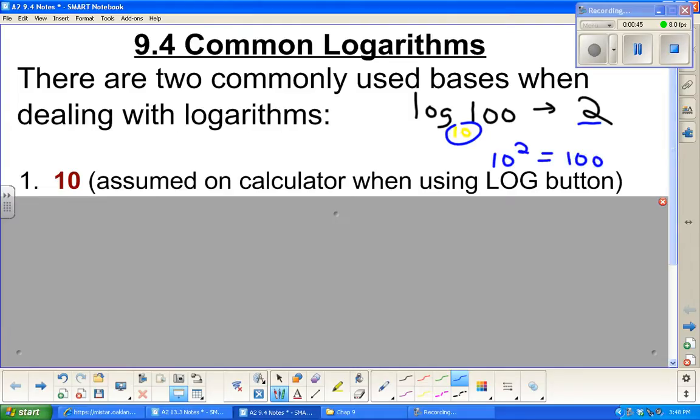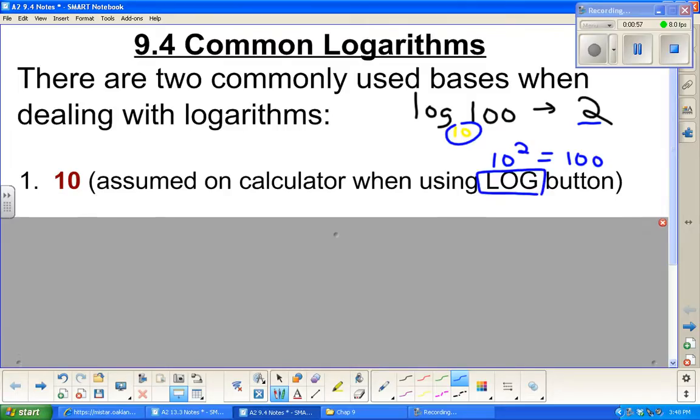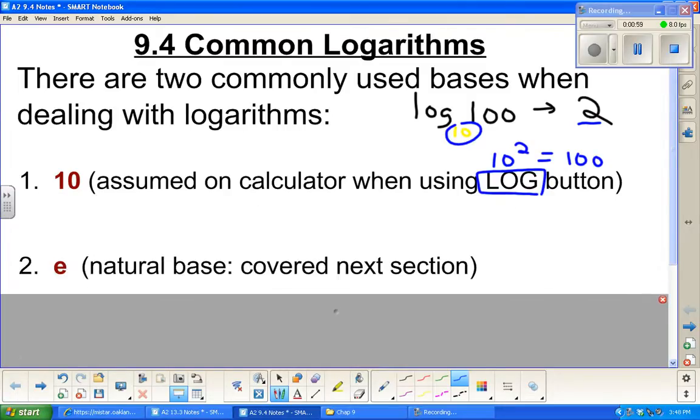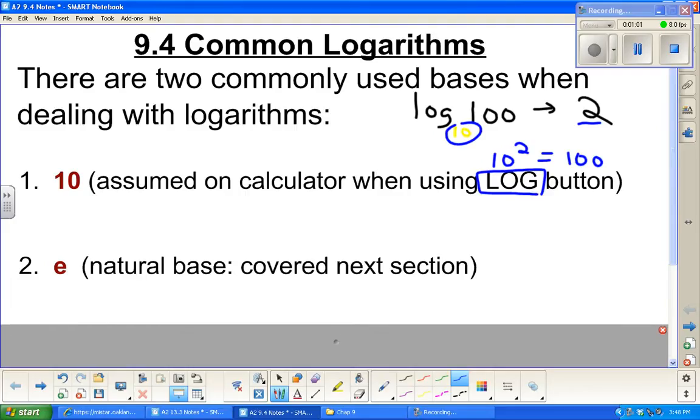Okay, so there's two bases commonly used when you're using your calculator. 10 is what your calculator assumes if you press the actual log button, and we use that one quite a bit. The other one we're going to use in the next section. As you go on more in math, maybe into pre-calc and calc, you might use this e as a base, which we'll talk about in more detail in the next section.